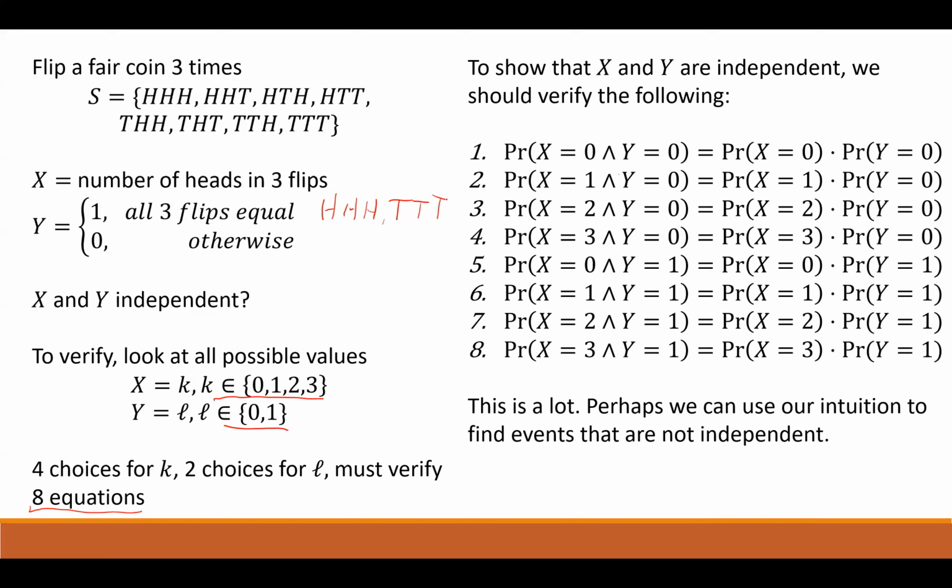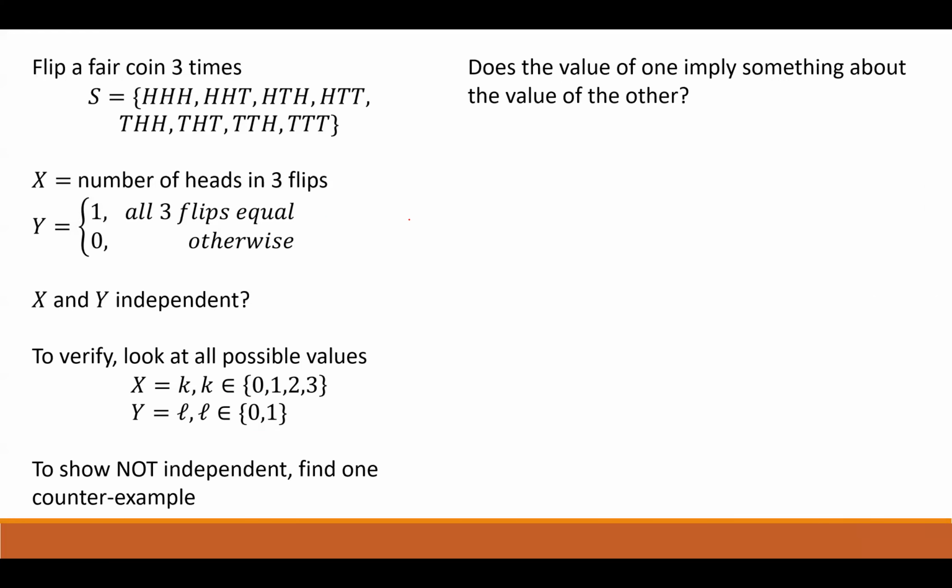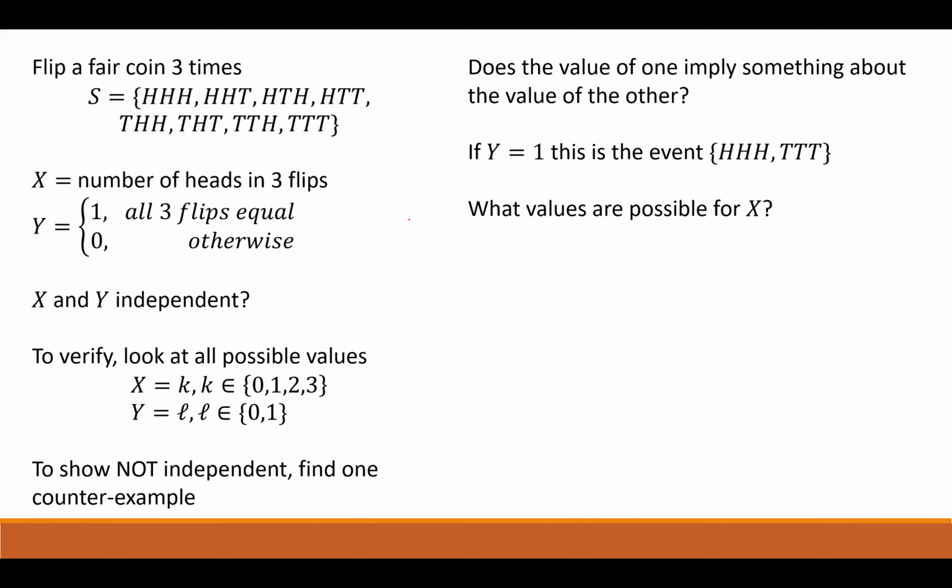Right. X can't be 1 or 2. X is the number of heads, so if Y is equal to 1, then X can only be 3 or 0. So our intuition is telling us I have 2 values that provably influence each other. If Y is equal to 1, the possible values for X are 3 or 0.